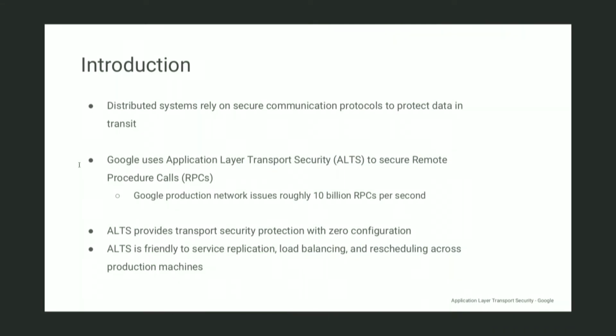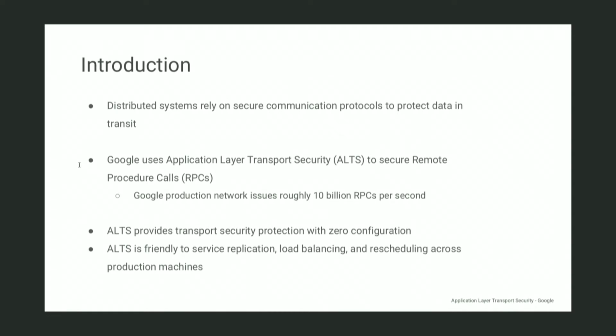So to start with, a lot of distributed systems in the current internet use secure communication protocols to basically protect the data that is in transit between all entities of the system. At Google, we use something called Application Layer Transport Security, or ALTS, mainly to secure remote procedure calls, RPCs.